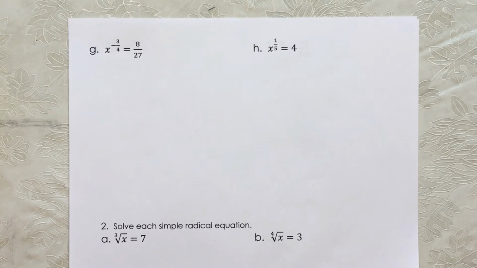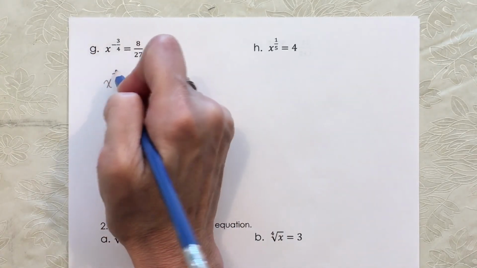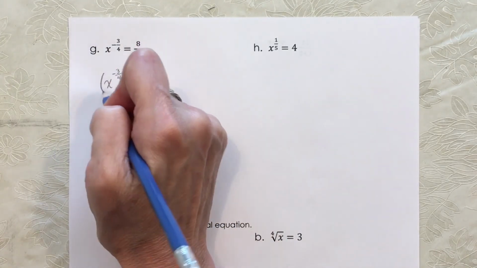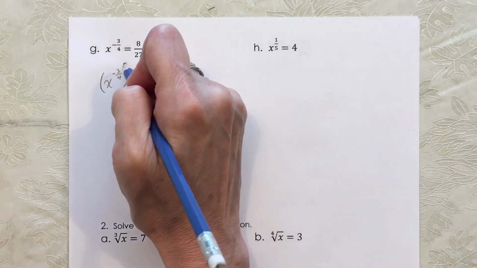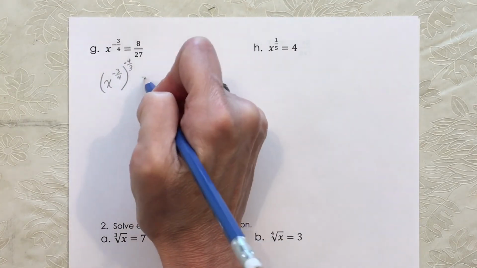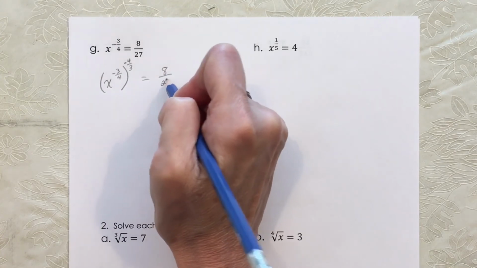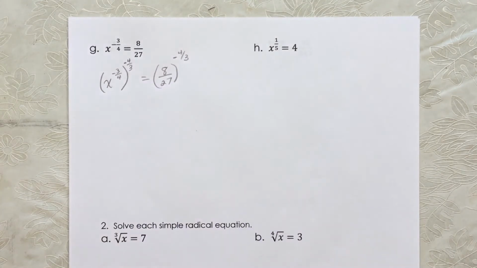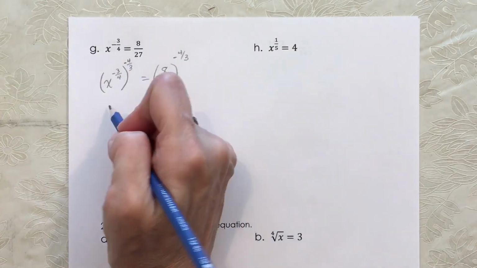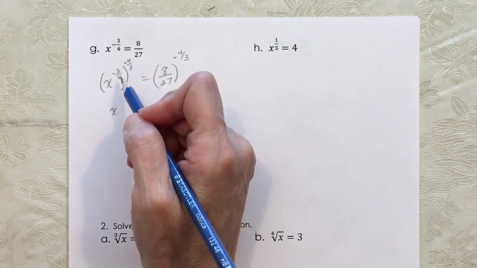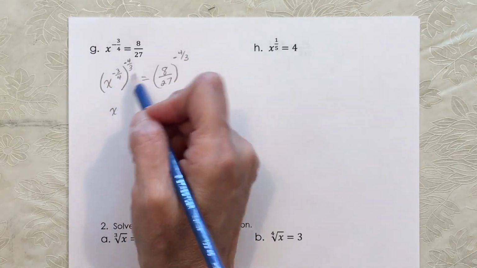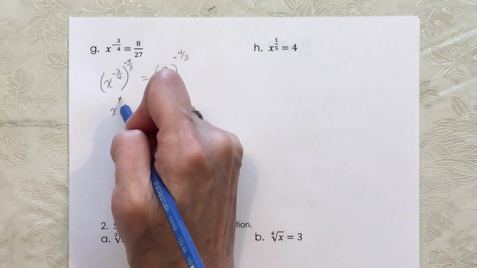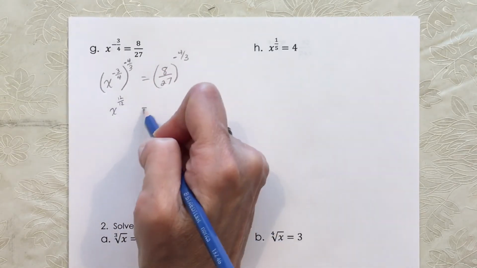Okay, x to the negative 3/4 equals 8/27. So x to the negative 3/4, but then we're going to put this side to the negative 4/3, which means we have to put the right side to the negative 4/3. And so then you would see we would get x to the, multiplying fractions, you just multiply the tops together and the bottoms together, so you get x to the 12/12, which is just x.